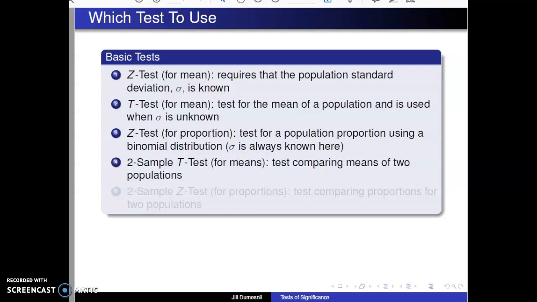A two-sample t-test for means compares means of two populations, and a two-sample z-test for proportions compares proportions from two populations. Basically, we use t-tests for means and z-tests for proportions. The next video will use these ideas to illustrate several different examples.